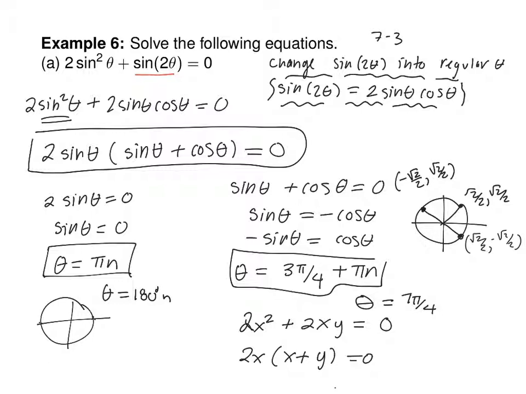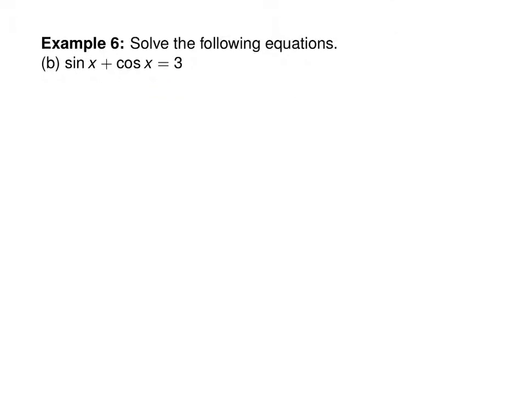Okay. How far did I get? 6. Okay, 7. Oh man, 7's tricky. You ready? Oh, no, not there yet. 6b. Sine x plus cosine x equals 3.